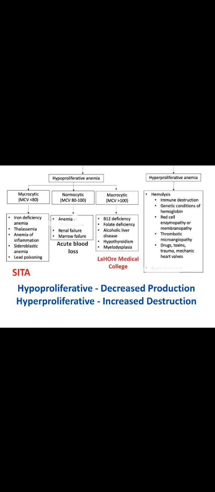Examples are anemia of acute blood loss, or renal failure or marrow failure. While macrocytic anemia, when there is an MCV more than 100, so there will be presence of macrocyte or macro-ovalocyte. So trick for this is Lahore Medical College. So L for liver disease, H for hypothyroidism, Medical College, M for megaloblastic anemia or vitamin B12 deficiency or folate deficiency, and C for cytotoxic drugs. For etiological classification of hemolytic anemia, it is explained in detail in my G6PD deficiency video, link given below.